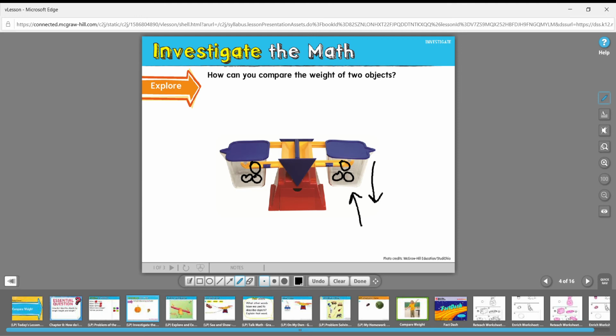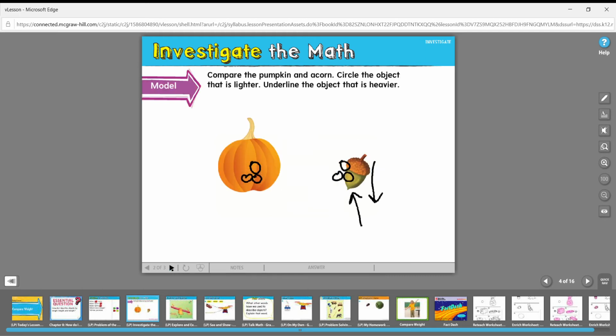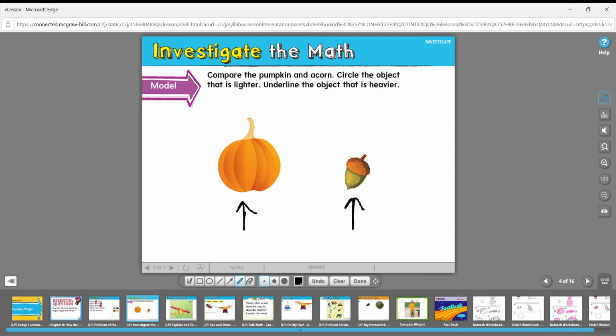All right, so let's talk about that. Oops, one more. I'm going to change this. I'm going to clear that. Okay, now compare the pumpkin and the acorn. Circle the object that is lighter. Which object do you think is lighter? Do you think a pumpkin is lighter or an acorn, a type of a nut?